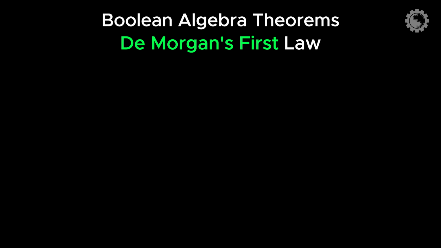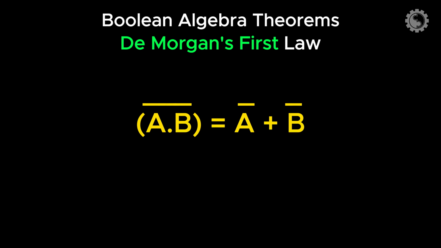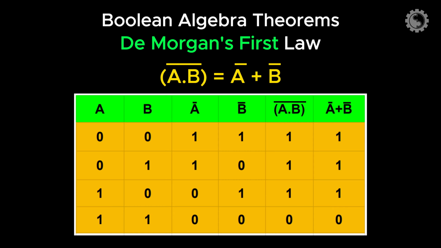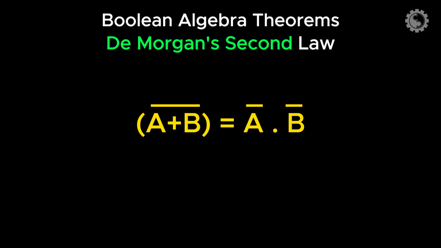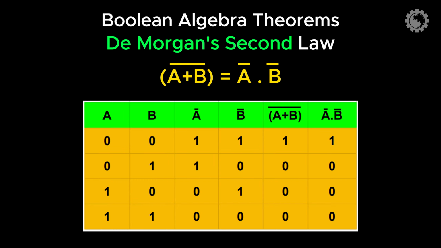De Morgan's first law. It is (A dot B) whole bar equals A bar plus B bar. This first law states that the complement of the product of the variables is equal to the sum of their individual complements. In the truth table, the last two columns show the first law. De Morgan's second law. It is (A plus B) whole bar equals A bar dot B bar. This second law states that the complement of the sum of variables is equal to the product of their individual complements. In the truth table, the last two columns show the second law.